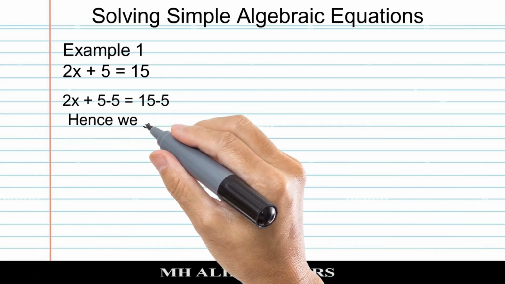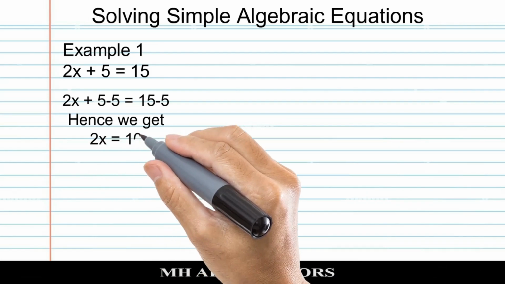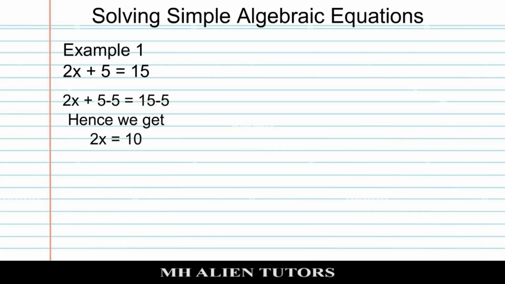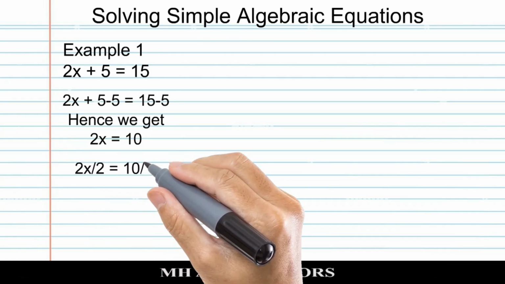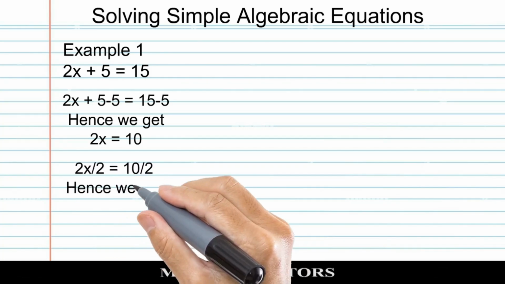Hence, we get 2x = 10. Then we would cancel 2 by dividing by 2, and we will divide on both sides. Hence, we get x = 5.